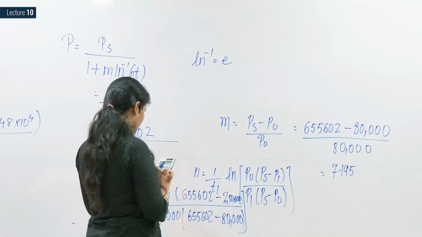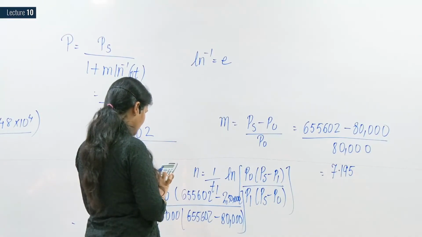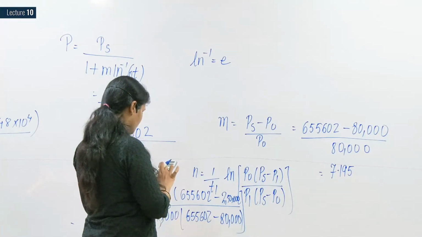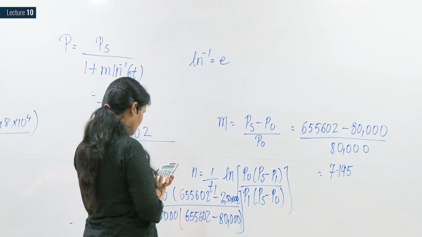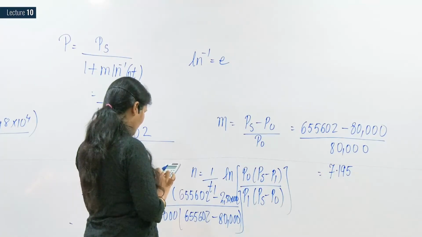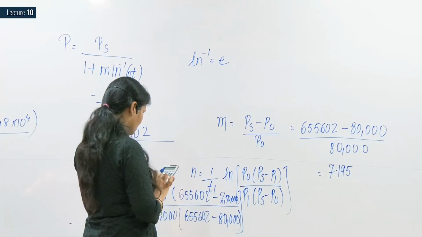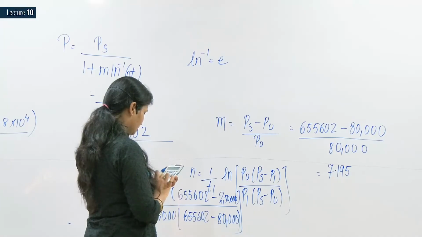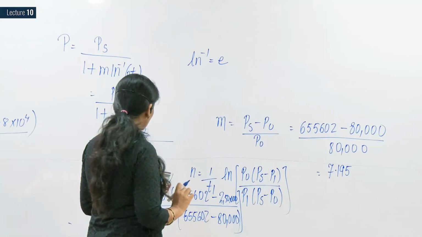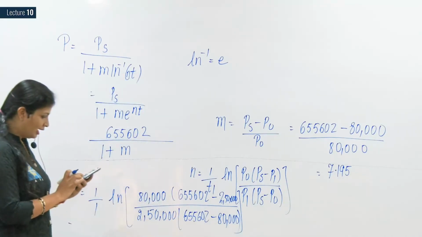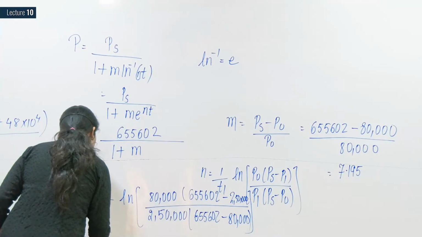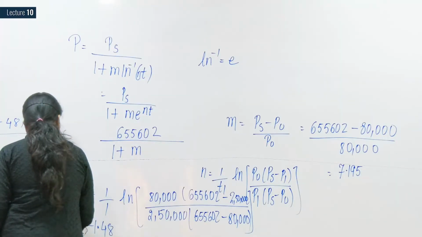So we'll calculate this: 80,000 in bracket, 655,602 minus 2,50,000, divided by 2,50,000 in bracket, 655,602 minus 80,000. So from here you got 0.2254 and then I'll take the log of it. I will get minus 1.48. This is the value of n.